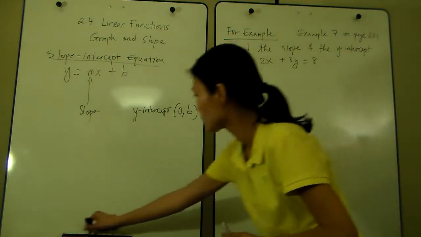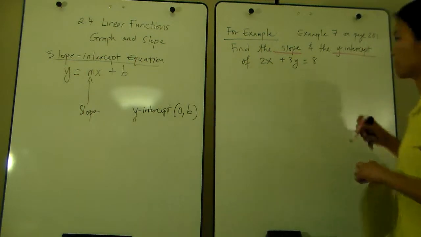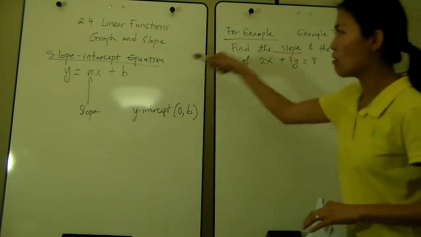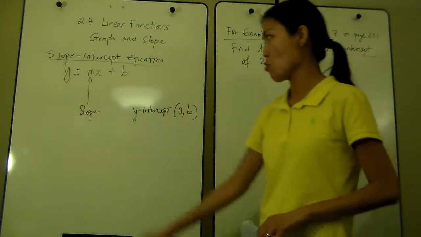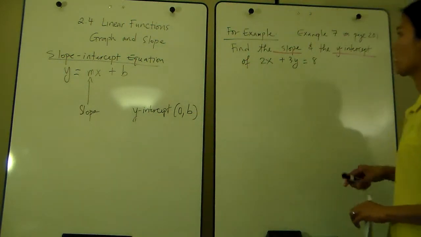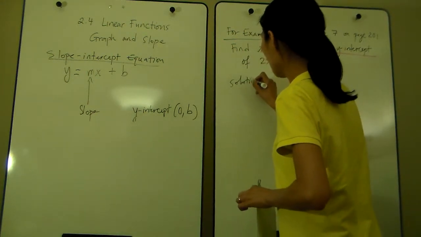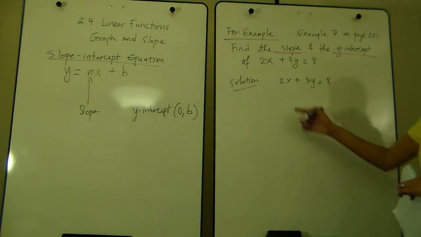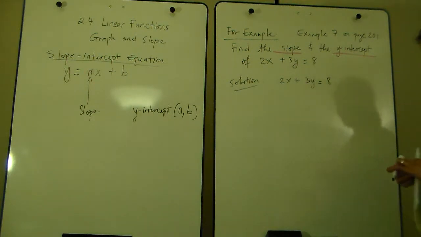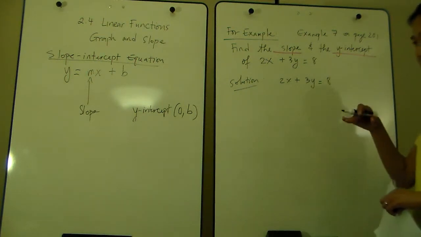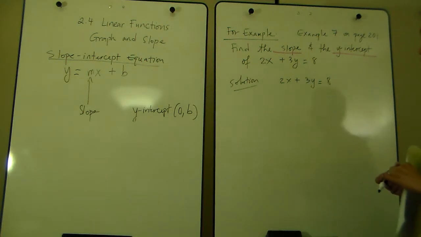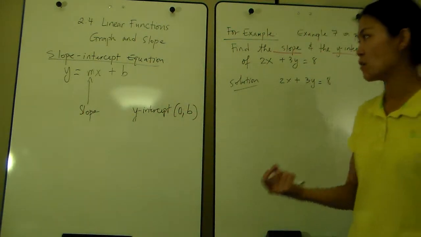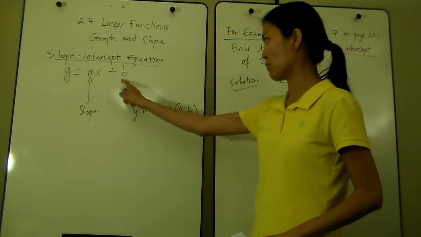Now we need to find the slope and the y-intercept. So how do we find that? We know the slope-intercept equation is in the form y equals mx plus b. What we're given is 2x plus 3y equals 8. It is a linear equation because x and y are on the same side, both raised to the first power. Now we need to convert this equation to this form so that we can see what the slope is, which is m, and what the y-intercept is, which is b.